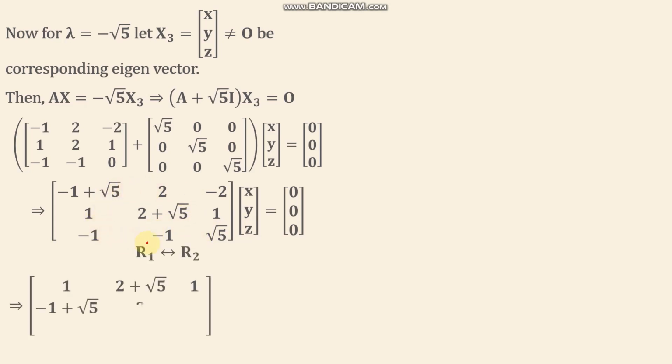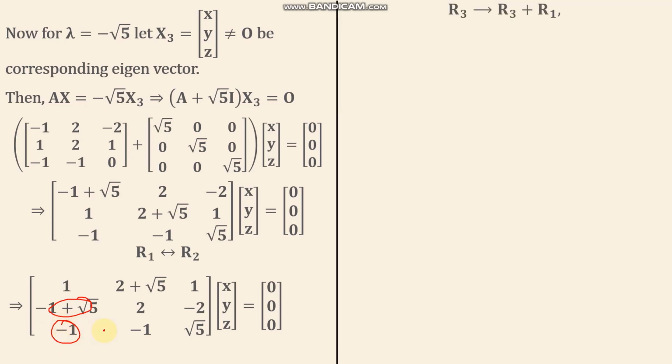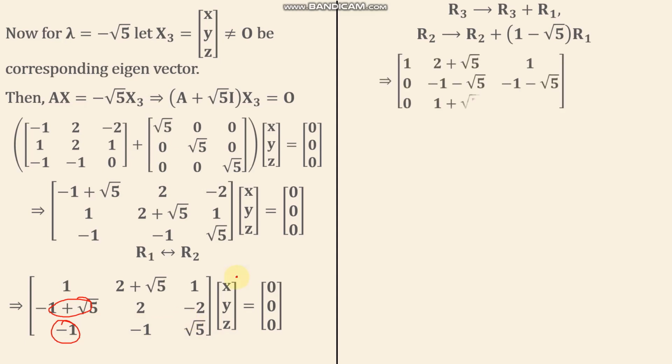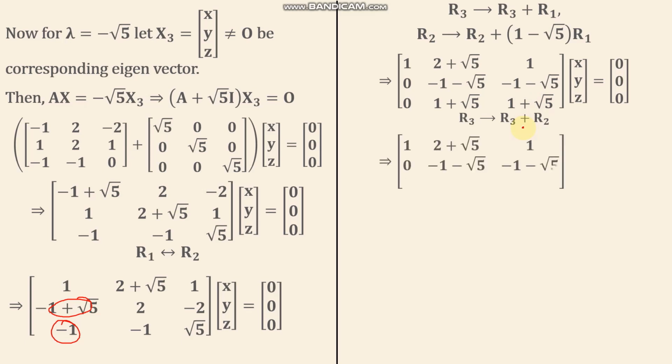Interchange R1 and R2, bring 1 here, make this 0 and make this 0. Apply the transformations: R3 goes to R3 plus R1 and R2 goes to R2 plus (1 minus root 5) times R1. It will make 0 here. In the second row, the first element will become 0, and in the third row also the first element will become 0, and this you can check. You can check it yourself. Then apply the transformation R3 goes to R3 plus R2. It will reduce the third row.